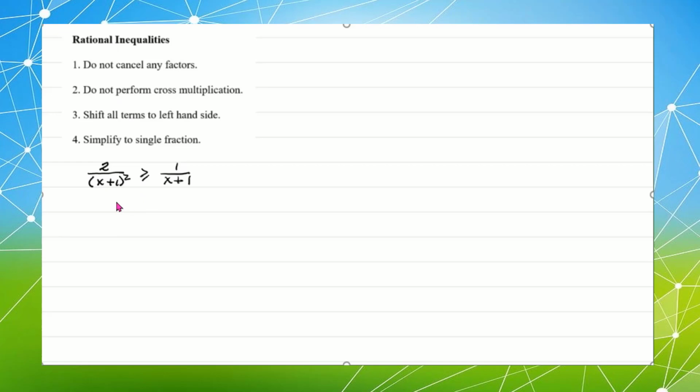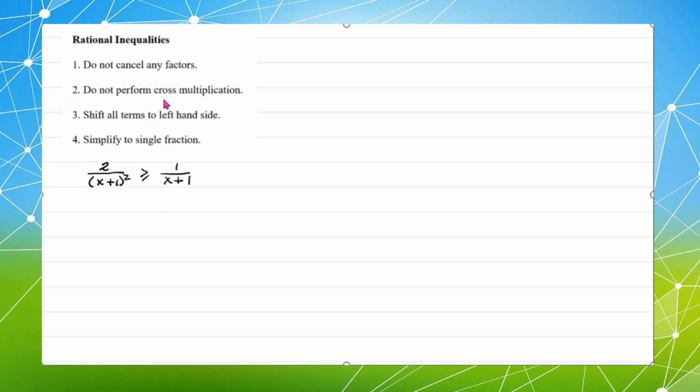When solving rational inequality, first, please do not cancel any similar factor. For example here, students always make the mistake of cancelling x plus 1 on the left and x plus 1 on the right. This is the common mistake among the students.